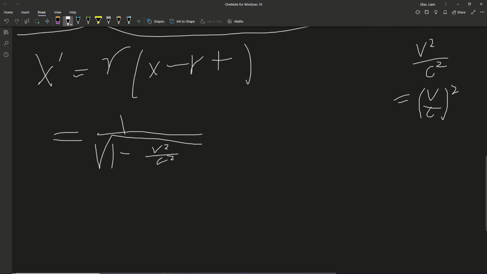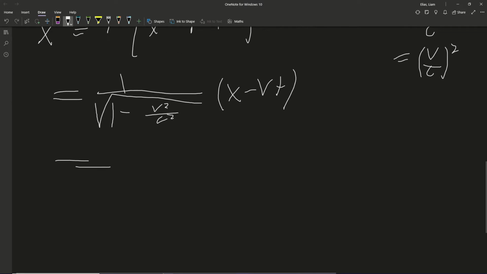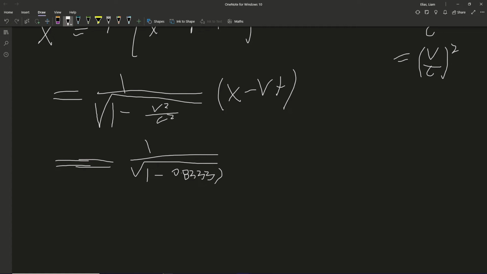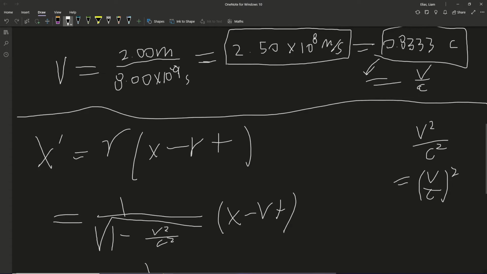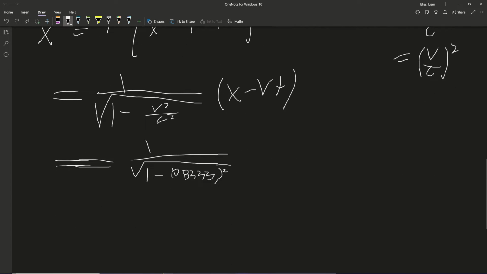So, and this will all be times x minus vt. Then we can rewrite it once more and just put this as 1 over root 1 minus 0.8333 squared, because like I said, v is v over c, that's this. When you square it, you can just plug that in. And that's going to be times.